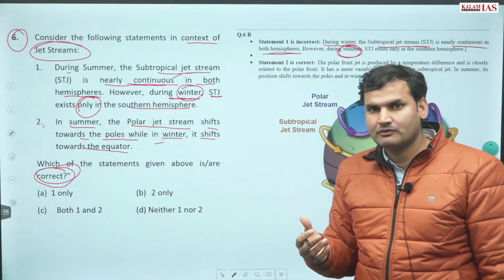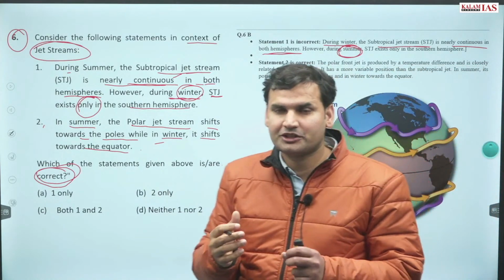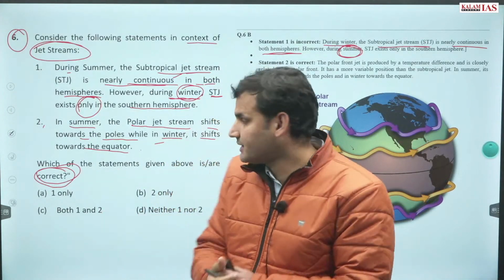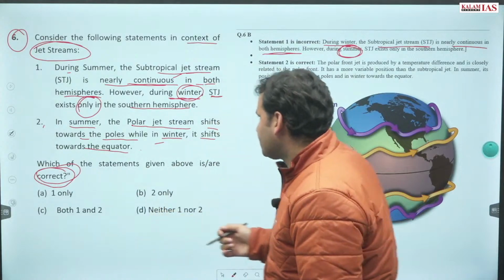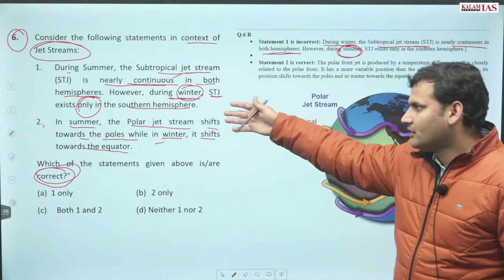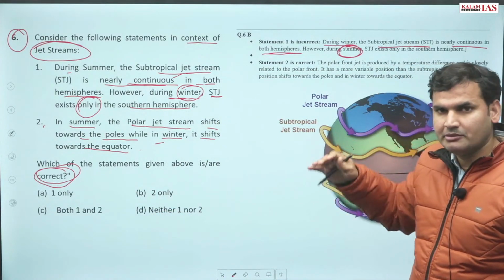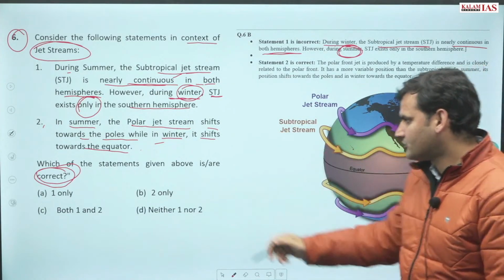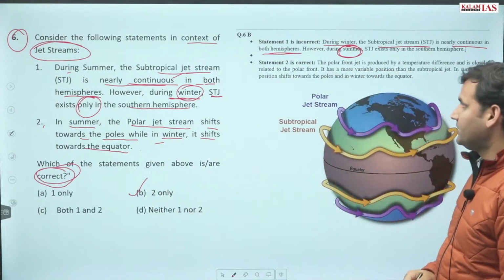Winters के समय what is there? The jet streams they become more powerful. Temperature gradient increases. And second statement, obviously these polar jet streams, they keep on shifting their position. Second statement is correct, answer is option B.